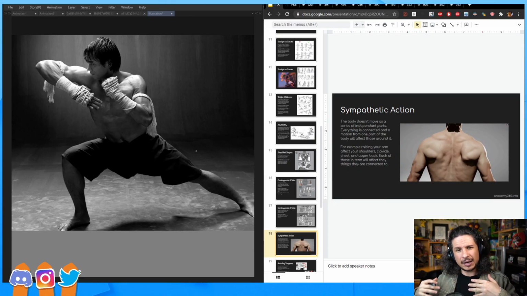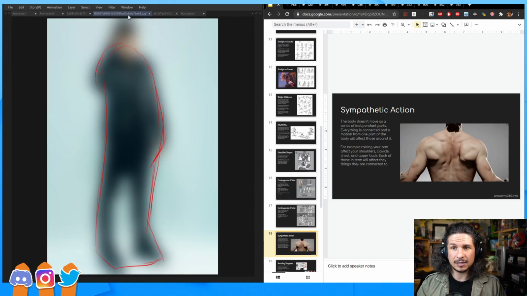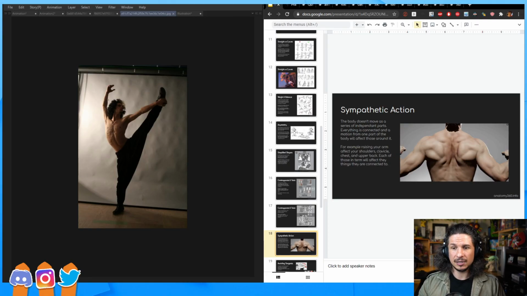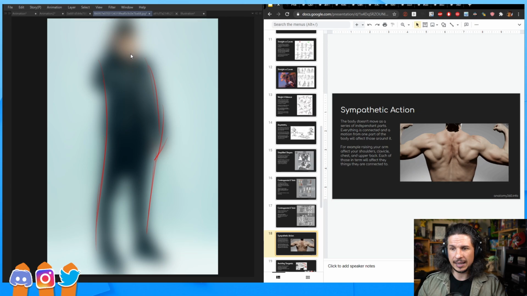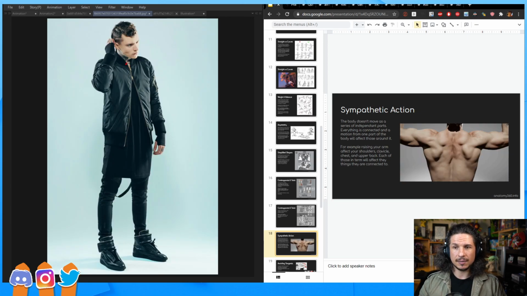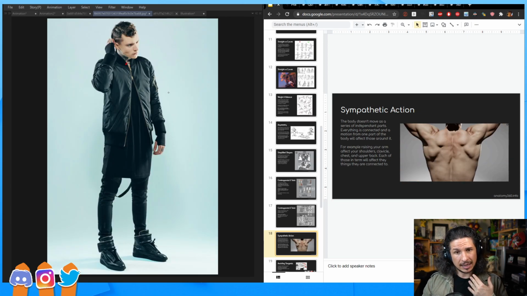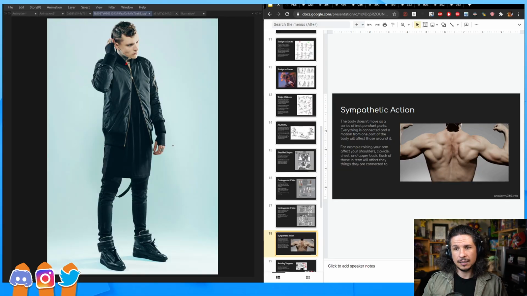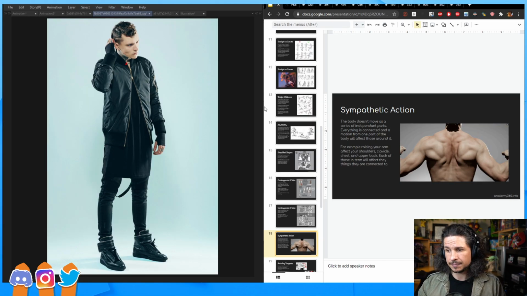Try to figure out how the whole body is connected in a pose. And again, that's regardless of pose. Whether it's a very extreme pose like this or even a subtle pose like this one, how is everything connected? If I tilt my head down, how is the neck reacting? Look for these little things. Look for the relationship between all the different elements.